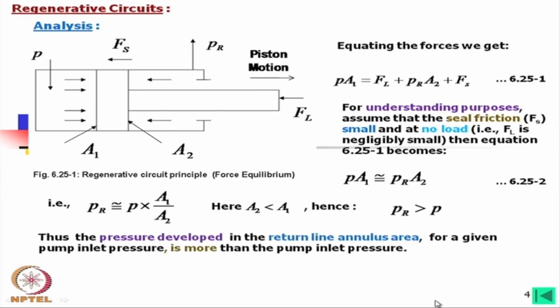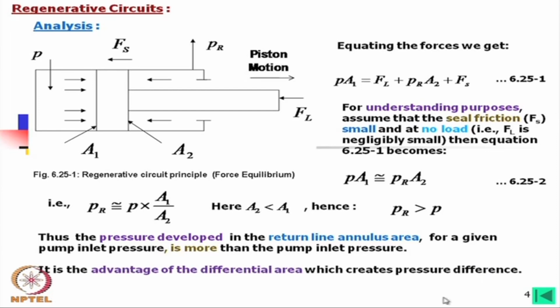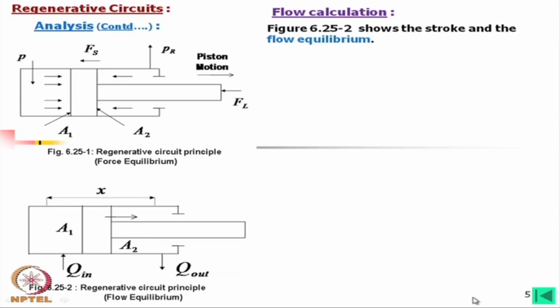Thus, the pressure developed in the return line annulus area for a given pump inlet pressure is more than the pump inlet pressure. It is the advantage of differential area. If the same rod is also on the other side, as in some arrangements where both sides have piston rods of equal diameter, then we will not have such facilities. It makes oil flow possible from the return annulus area, which I have already described.